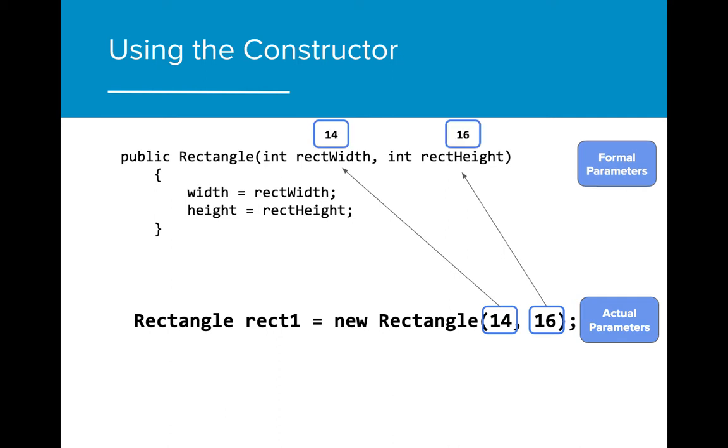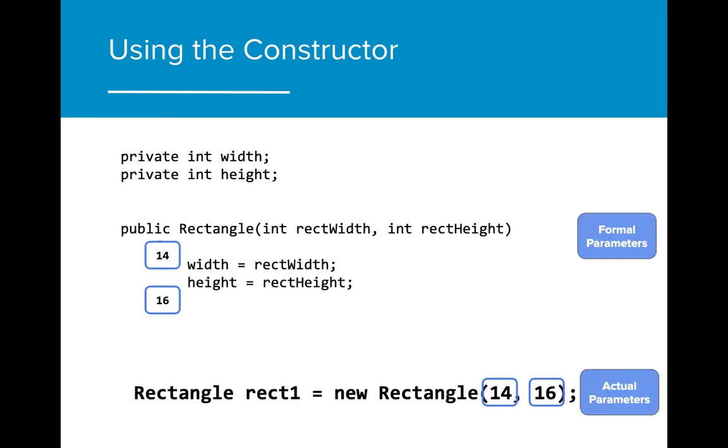This initializes the formal parameters with copies of the actual parameters, which can then be used in the rest of the constructor. The formal parameters rectWidth and rectHeight now hold the values of 14 and 16. When the variable names rectWidth and rectHeight are used in the constructor, they will continue to hold those values until they are assigned something else within the program itself. The formal parameters are often used to initialize the instance variables that are declared within the class. In this case, the variables width and height are now being assigned the values of rectWidth and rectHeight, which are 14 and 16 respectively.